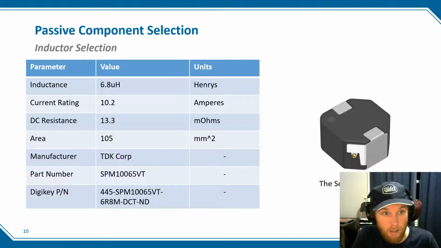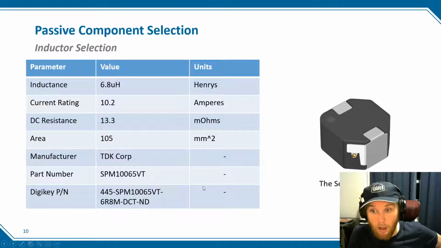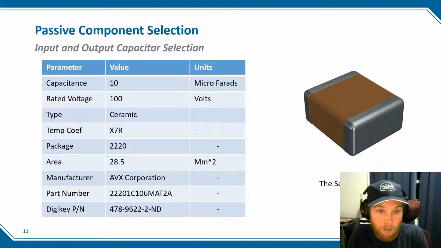This was the selected inductor. It has an inductance of 6.8 microhenries, a current rating of 10.2 amps, and a DC resistance of 13.3 milliohms. That was really important since the average charge current is 8.25 amps once you account for the ripple. It has an area of 105 millimeters squared, and it's manufactured by TDK Corp. Those are the part numbers, and you can find it on DigiKey. The other thing to note, which is not included on the slide, is that the selected ripple current was 1.25 amps. We'll see that later in the simulation.